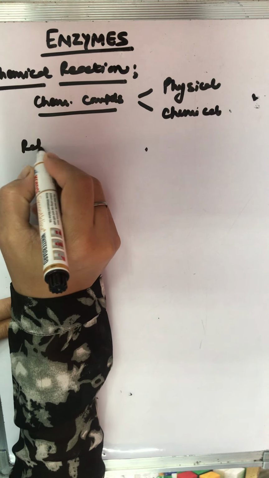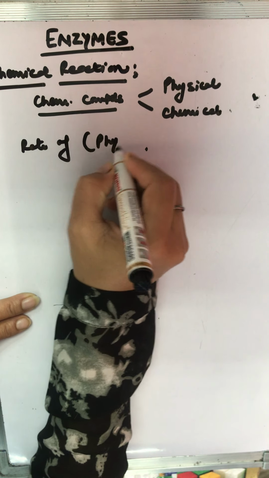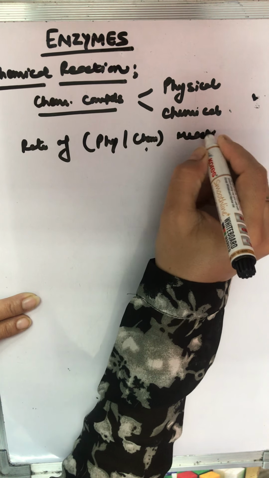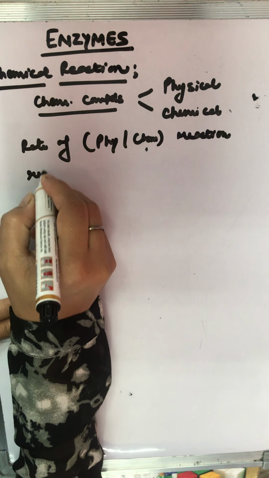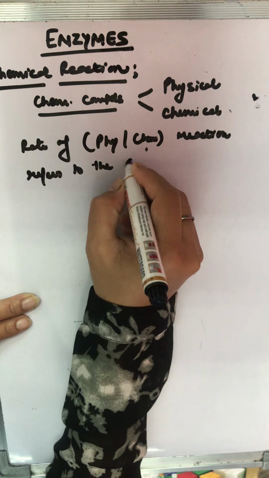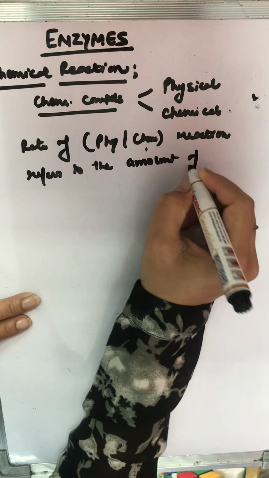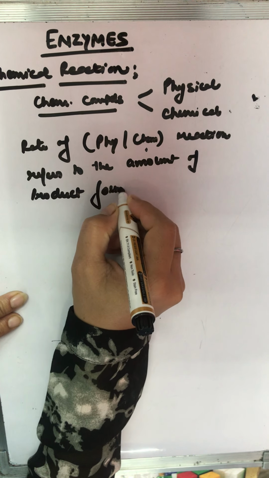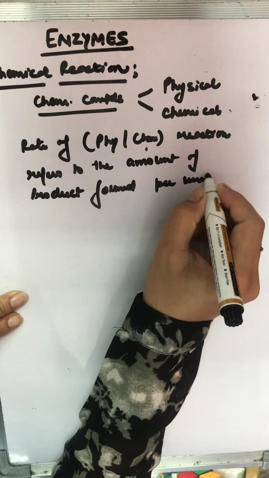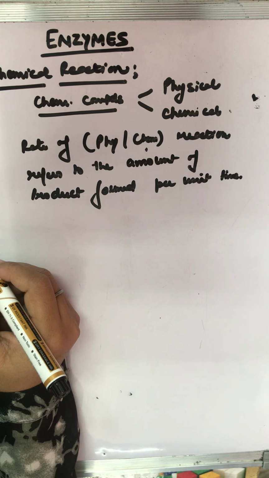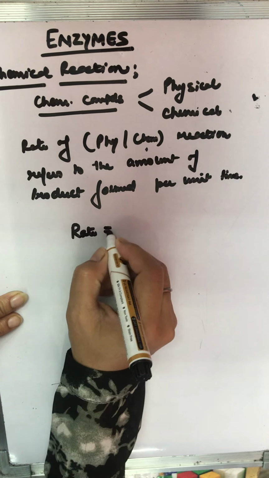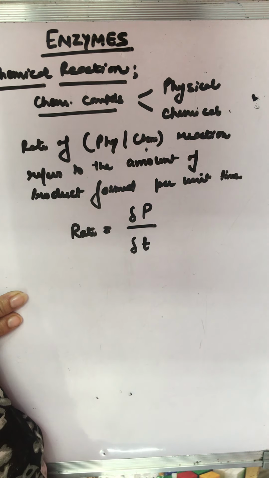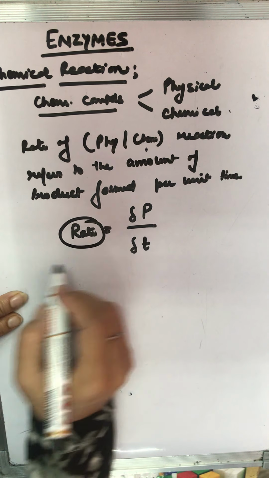Now, the rate of a physical or a chemical change, of a reaction, refers to the amount of product formed per unit time. And how do we express it? We express it like this: rate is equal to delta change in the product formation upon time. It can also be known as velocity.